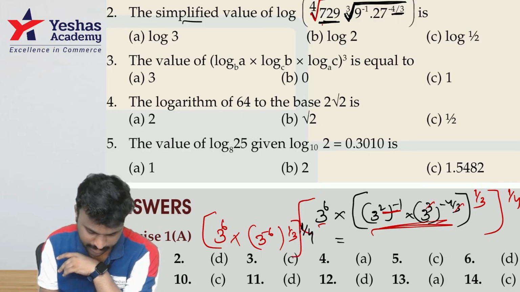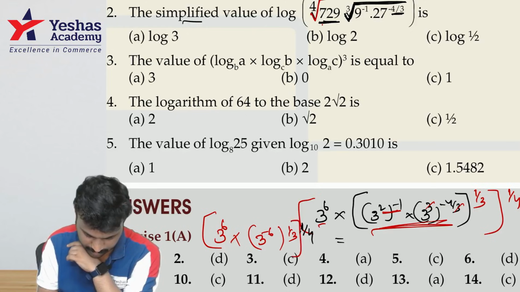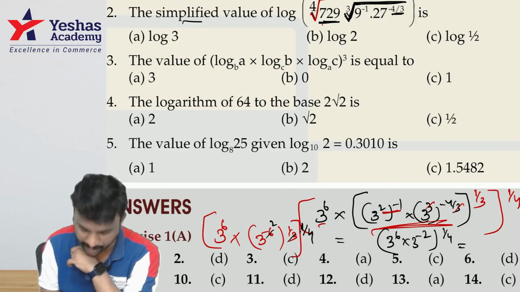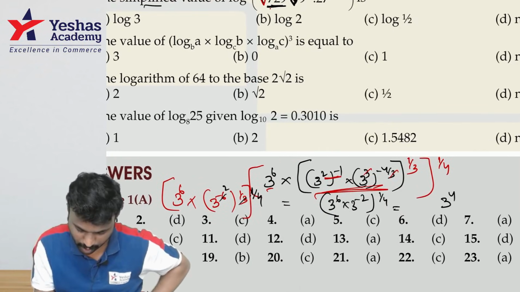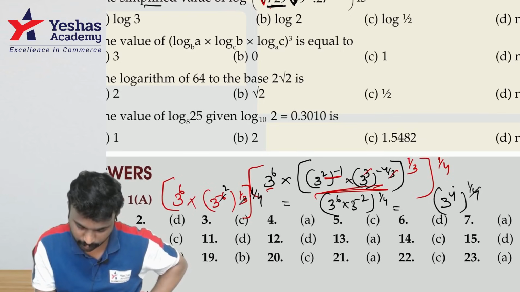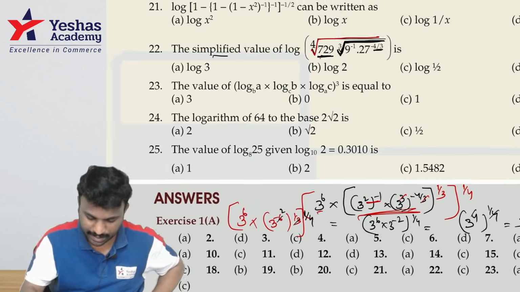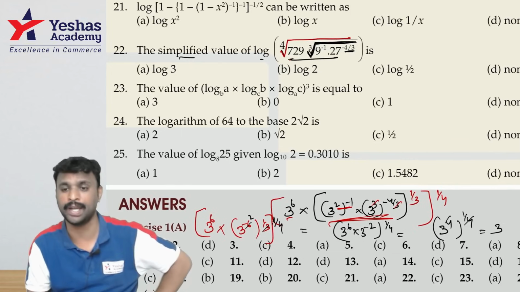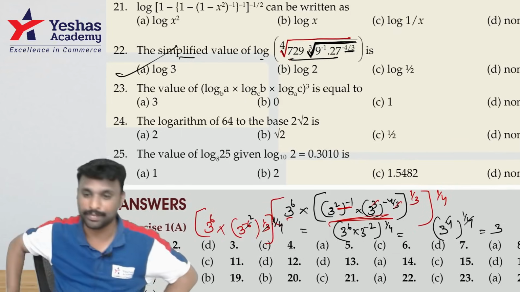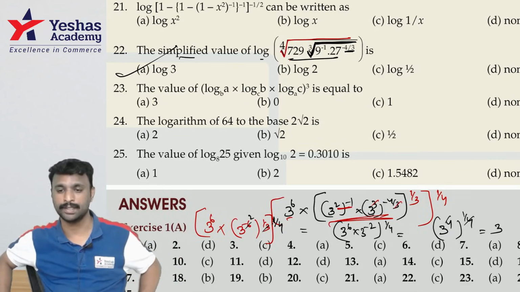4. Now, look at this. So 3 power 6 into 3 power minus 2 whole power 1 by 4 we have. Guys, what is 3 power 6 into 3 power minus 2? It's 3 power 4. Whole power what? 1 by 4. 4 cancels, so you get 3. The result of everything within the log is 3. So when a log is attached prior to it, it becomes what? Log 3. You understood? It is log 3.